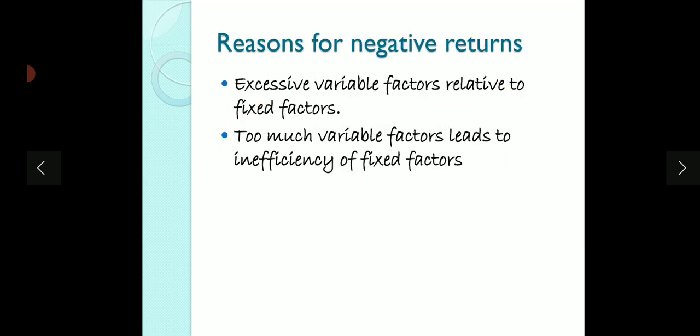Clear? So this was the entire law of variable proportions. This is the production behavior in the short run. And basically why it is happening is because one factor is fixed and we are changing only another factor. Because of that, we observe this kind of behavior in the short run. And this is called the law of variable proportions. So I hope this is clear to all of you.